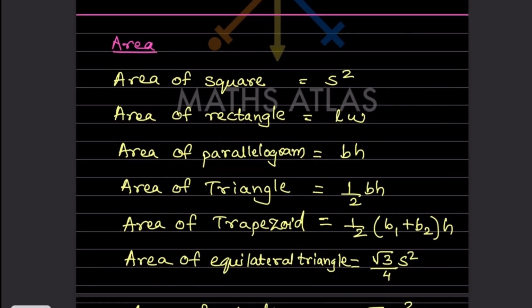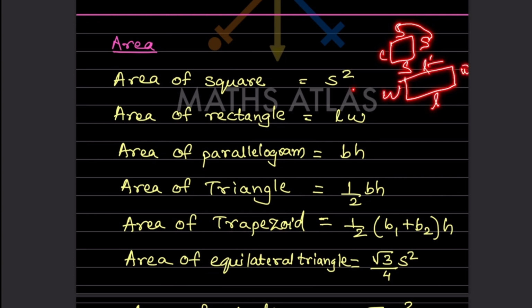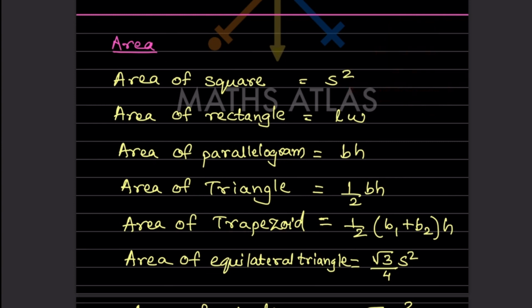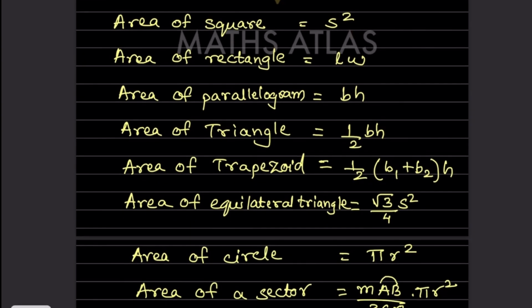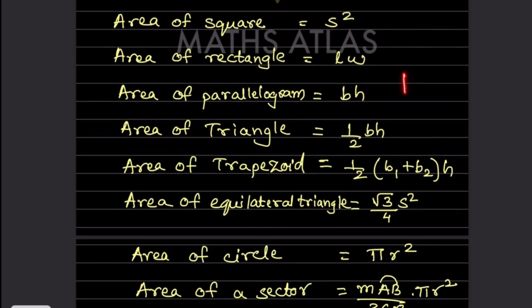Now for the areas, let us see the area of square, this is S and S. When we take the area, we just take these two sides, that is S square. Again, for the rectangle, length and width, so we just take length and this width. The area of parallelogram, that is BH, that is base into height. Area of triangle, half into BH.